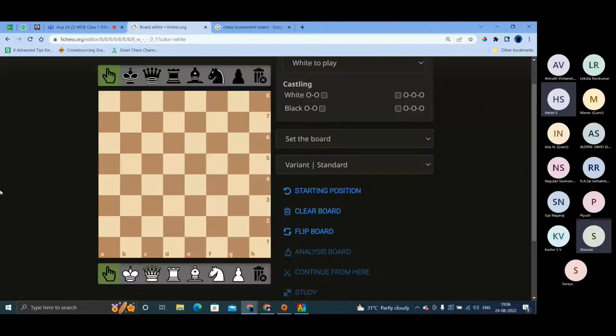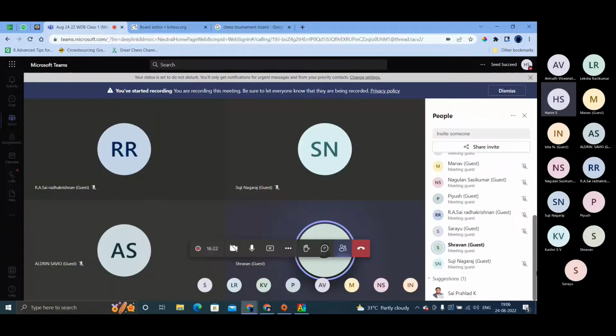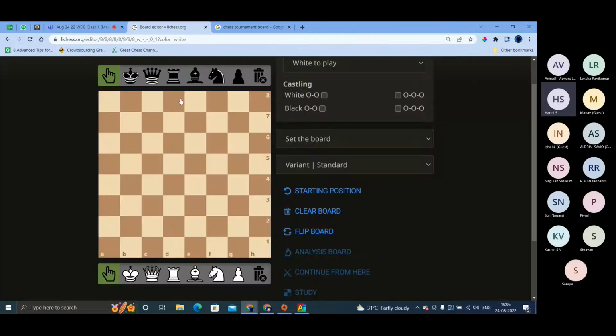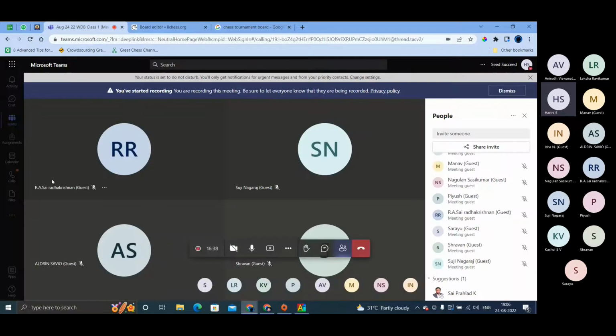Now that you know which is a light square and which is a dark square, now let's learn something new. Does everyone know what is a sleeping line? Can you show to me, if you want to turn on the video, or you can show it to your parents or elders. Show what is a sleeping line, how a sleeping line would look like.